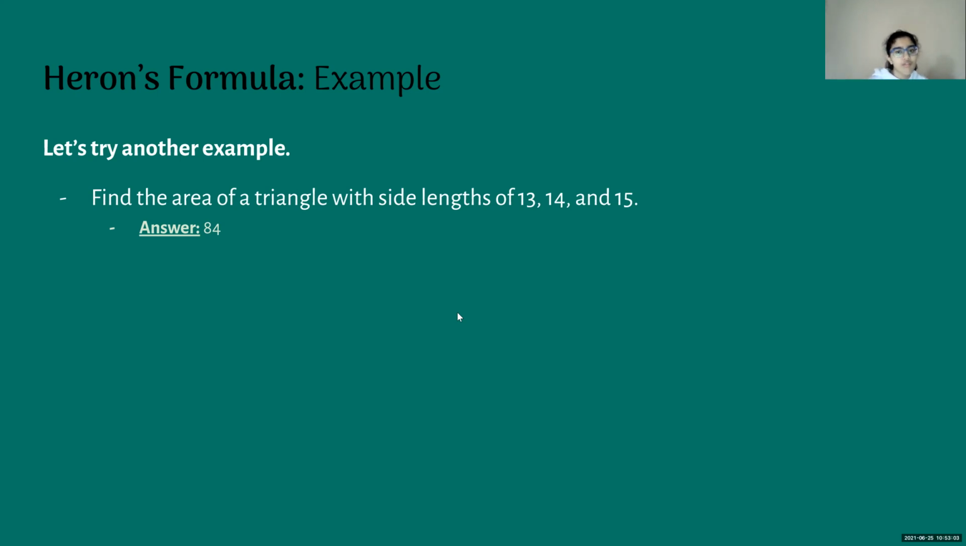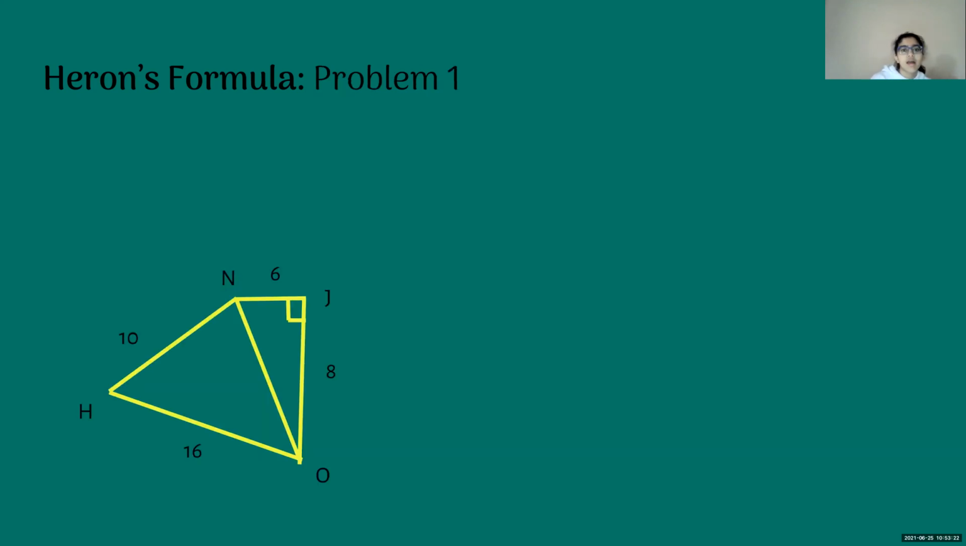Okay, the answer is 84, not 84 square root 3. Make sure you're not confusing Heron's formula with the formula for the area of an equilateral triangle, since the area of an equilateral triangle formula only works for an equilateral triangle, while this formula works for all triangles. So this just shows us.